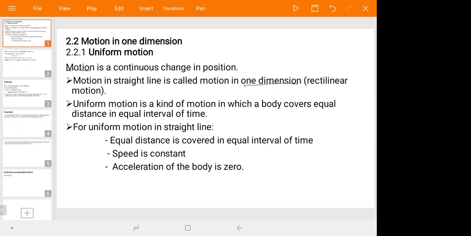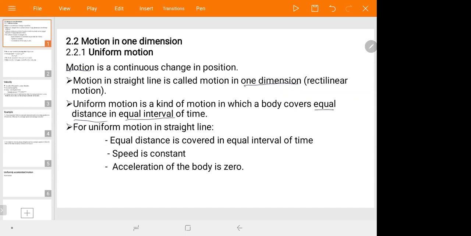So uniform motion is a kind of motion in which a body covers equal distance in equal time intervals. For example, if a moving body covers 3 meters in 1 second, and the motion is uniform, in 2 seconds it must cover 6 meters. Therefore, uniform motion is a kind of motion in which a body covers equal distance in equal time intervals.